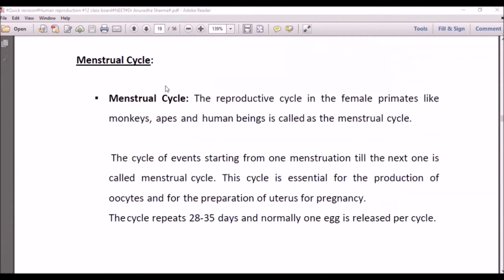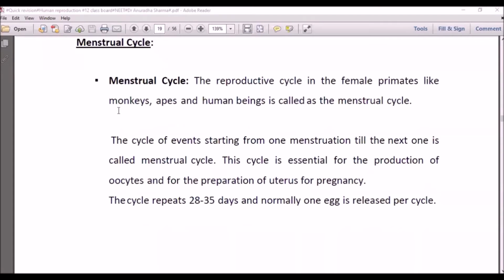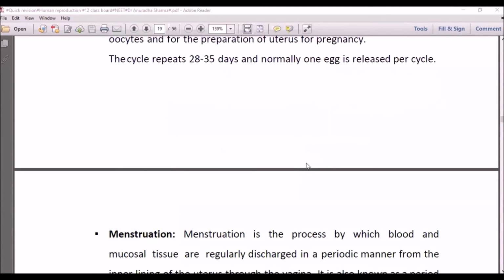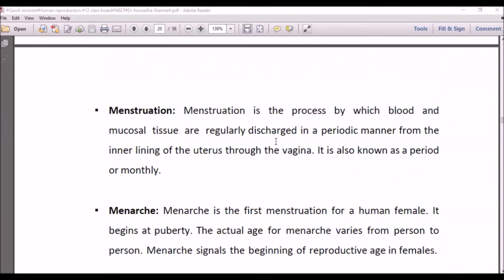Now we will study the menstrual cycle. This menstrual cycle is the reproductive cycle which takes place in the female, and it occurs in monkeys, apes, and human beings. This cycle starts with one menstruation till the next menstruation, and it is of 28 to 35 days till one egg is released. Now menstruation is the process by which blood and mucosal tissue are discharged in a periodic manner from the inner lining of the uterus, and it is discharged through the vagina. So this is also known as period or monthly period.